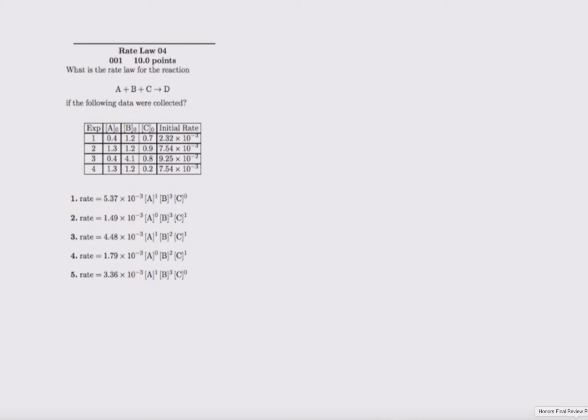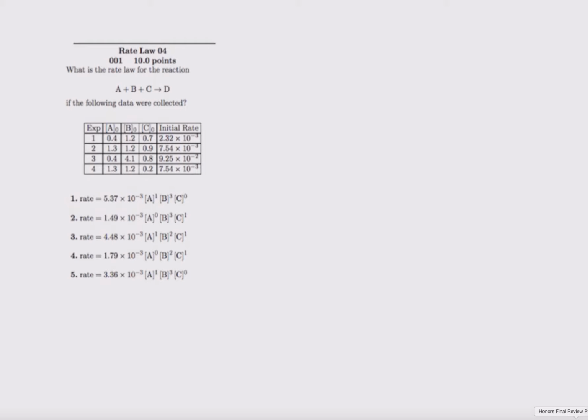If you look at, for example, experiments 1 and 3, A is held constant. We already know that C is not a factor in the rate of reaction. The rate of reaction in 1 and 3 is a little less than 4 times as big, but the concentration of B is not 4 times as big, so it's not a direct relationship. So we need to figure out what is the relationship between A, B, and this constant.